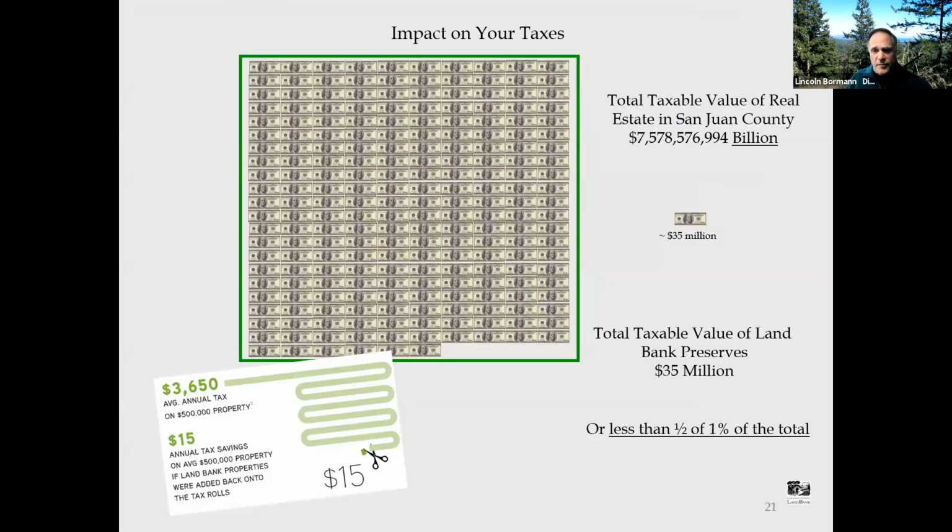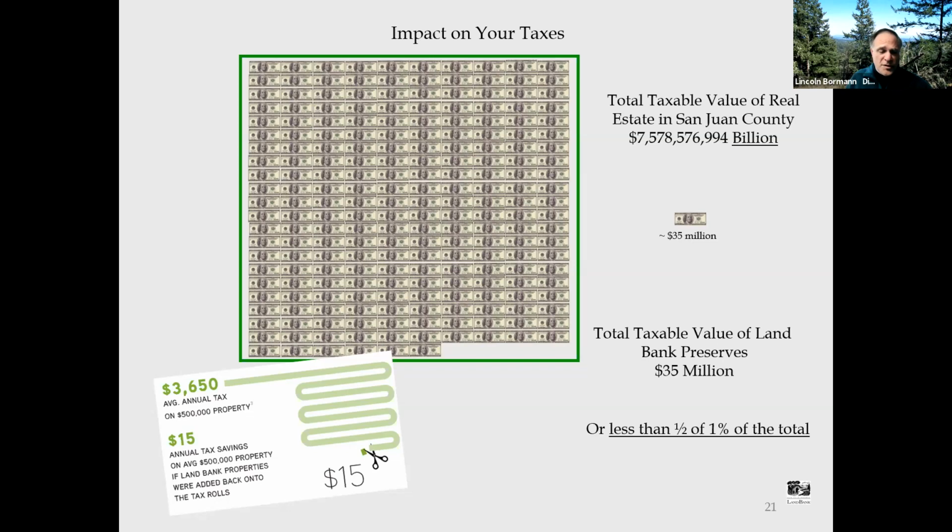In case you're wondering about the impact on your taxes, this is always a question that we get. I think it's important to keep this in perspective and recognize the fact that the taxable value of real estate in San Juan County is over $7.5 billion. That's B, billion with a B. By contrast, the taxable value of land bank properties is $35 million, and that's it. It's really a drop in the bucket, pretty much. It's less than 1/2 of 1% of the total.